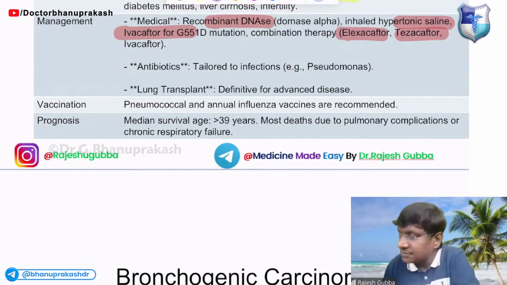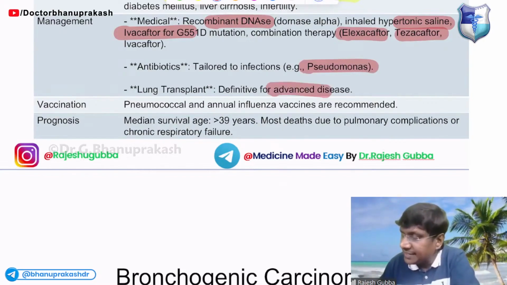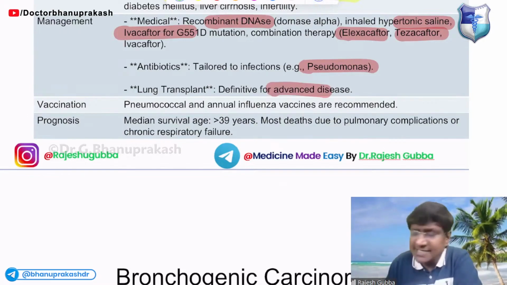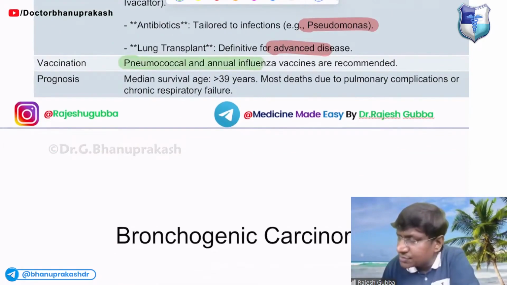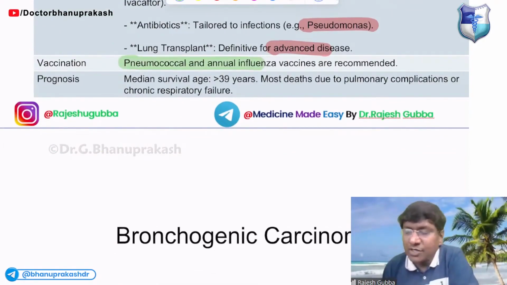Next is antibiotics, mainly to kill the organisms because these individuals are more prone to infections. And in advanced disease, what you need to do is lung transplantation. Now, because these individuals are at increased risk of infections, you need to give pneumococcal as well as influenza vaccination. And what is the median survival of the individual?